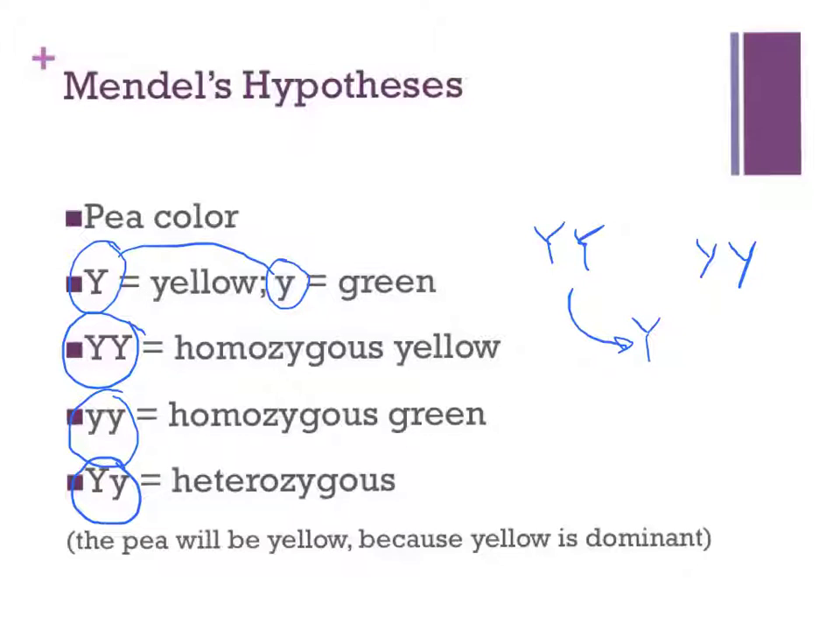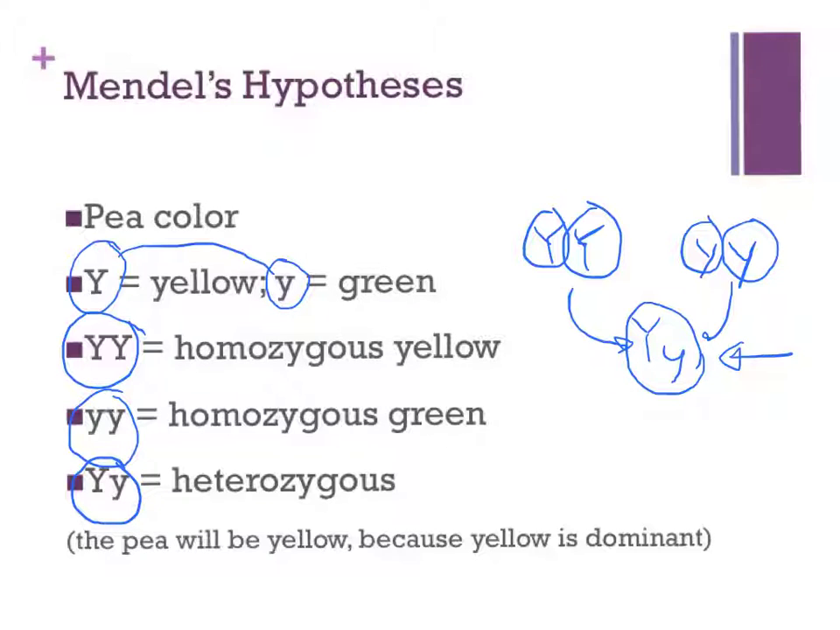So you have a big Y from that parent, and only one of these can get passed on. So you have the little y from the other parent. And that is why everybody in that first generation was heterozygous, because no matter which of these two you get passed on, they're both the big Y's. And no matter which of these two you get passed on, they're both the little y's. And so the pea will be yellow in that first generation because yellow is dominant.